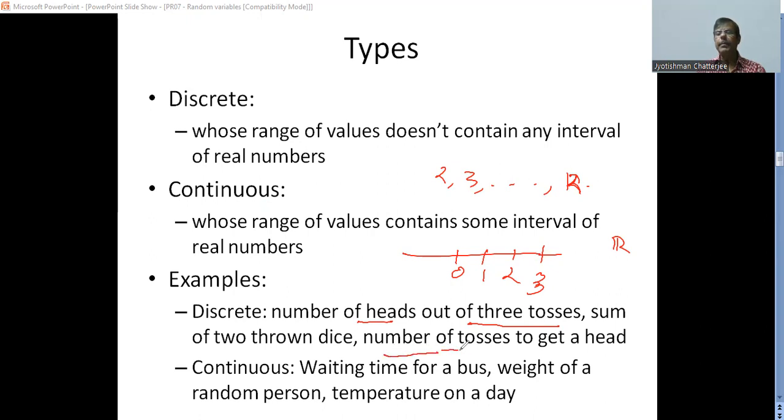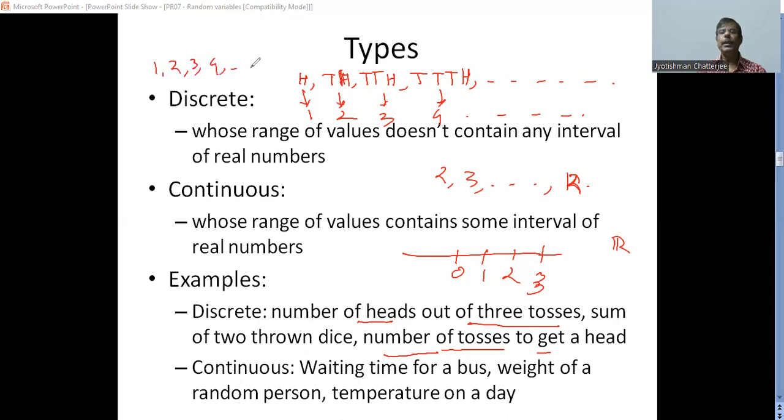Now this example, number of tosses required to get a head. What are the possible outcomes here? It may be head, or maybe tail, tail, head, or tail, tail, tail, head. These are the possible outcomes. And what are the corresponding values of the random variable? Total number of tosses is here 1, 2, 3, 4, etc. So the range of possible values for the random variable are 1, 2, 3, 4, etc.